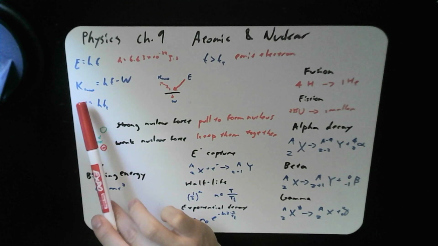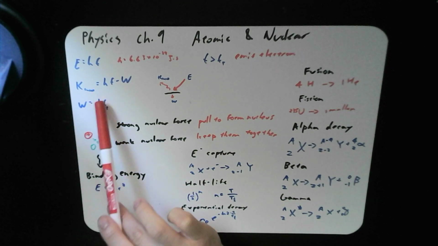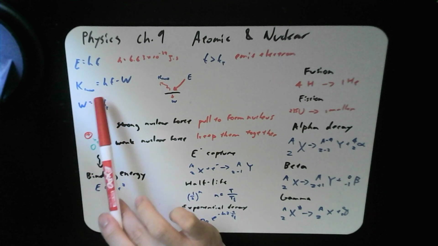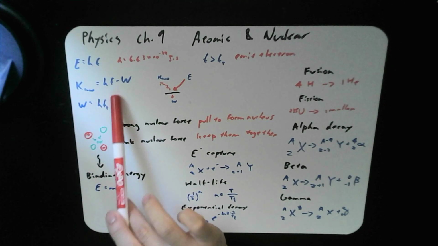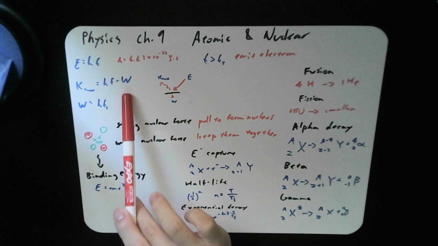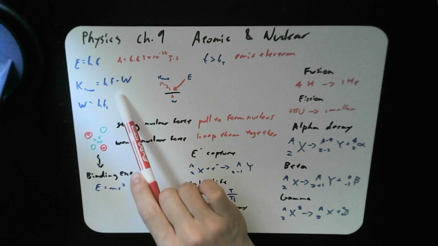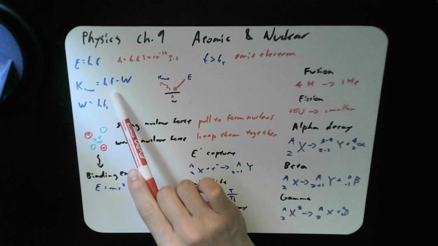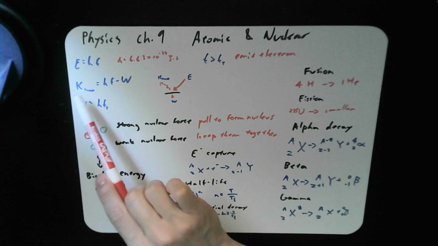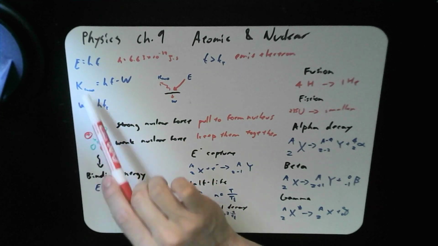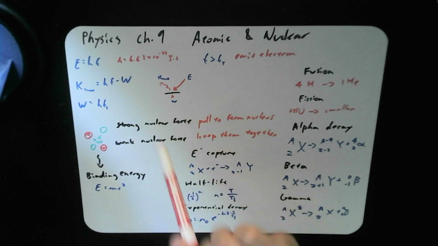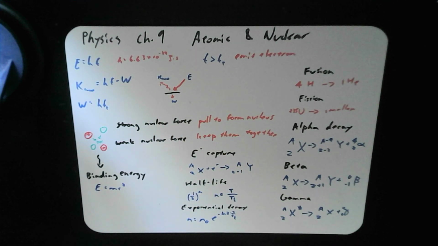Now we can use this equation. K max, the maximum kinetic energy, equals hf, this energy, minus the work function. The work function is what the metal takes in. So, for example, if you have a certain hf that is less than the work function, then this will be less than 0. You won't get a kinetic energy to emit an electron, and it just won't happen.